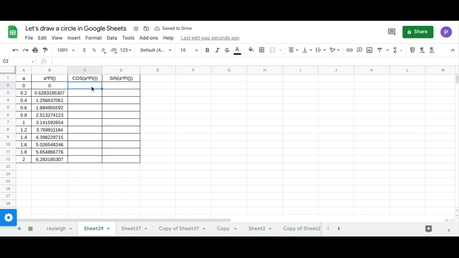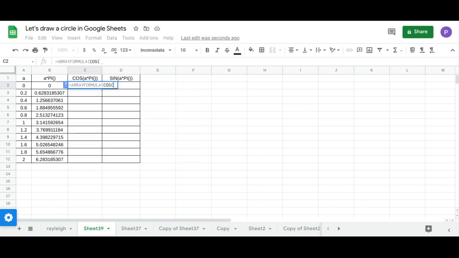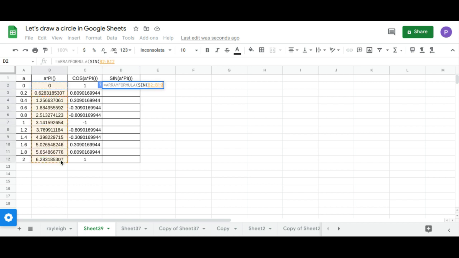And the cosine, or the x coordinates. So array formula cosine of a times pi. And the y coordinates. So array formula sine of a times pi.